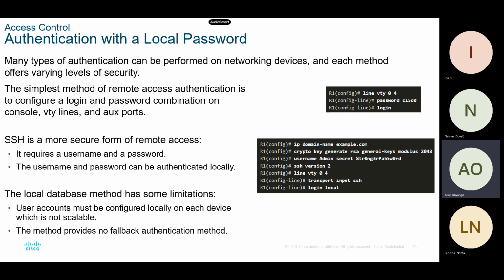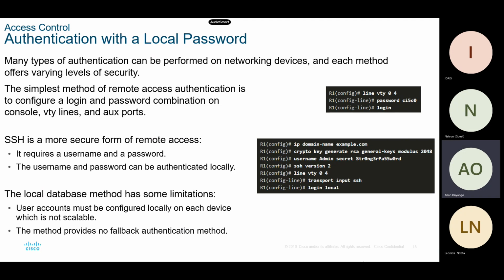And so, having talked about SSH, the secure shell, many types of authentication could be performed on most of our network devices. One of the simplest methods of authenticating remote access is to configure a login password either through the console or the VTY lines or even the auxiliary port. And so SSH is very commonly used for secure remote access. Normally SSH requires a username and password, which could be authenticated locally, meaning we can configure it within the router itself that we need to access.